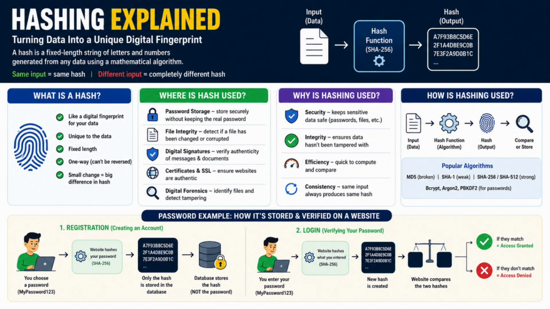It acts like a digital fingerprint of your data, unique to that specific data. It has a fixed length. It is one way. One way means, for instance, if you take a mango and you blend it, you get mango juice. You can't take mango juice back into a mango fruit. So that's what we mean by one way.